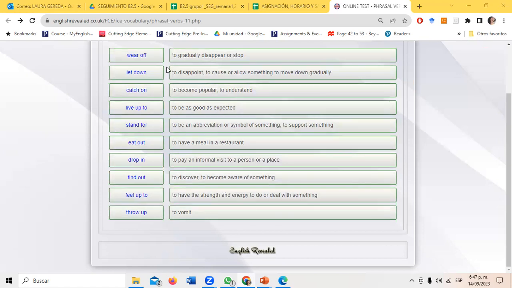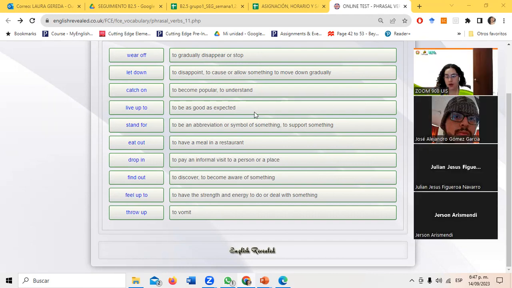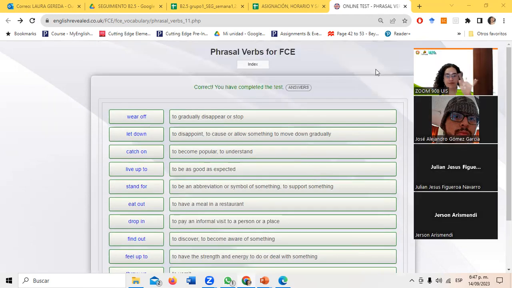To feel up to, let's see. Gerson, can you read it, please? To feel up to have the strength and energy to do or deal with something. Yes, to deal with something. And well, the last one, I will read it. To throw up is to vomit, okay? So on this website, you can find many other practice exercises for phrasal verbs.